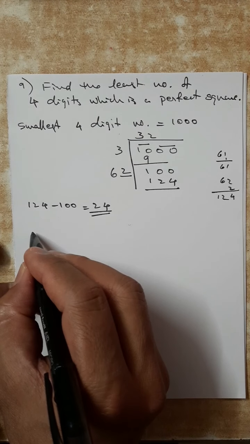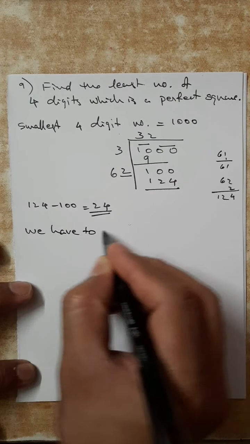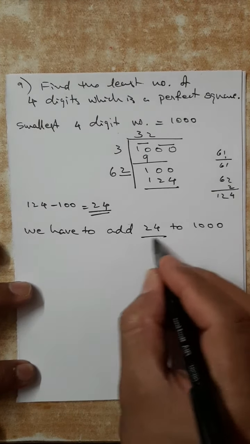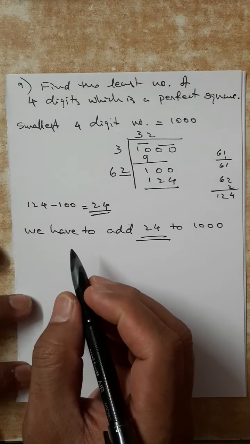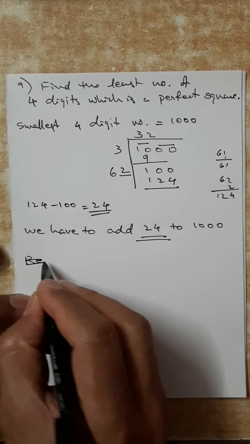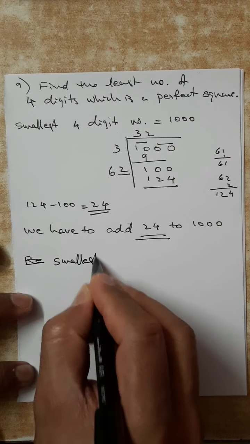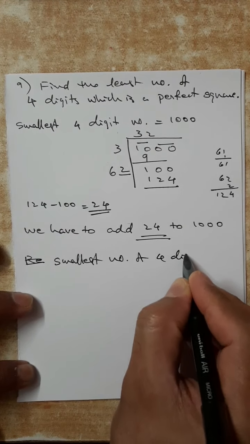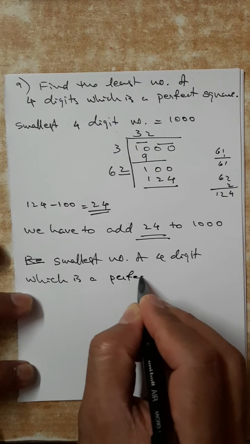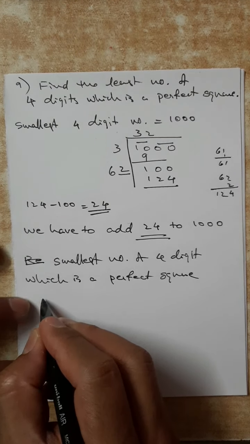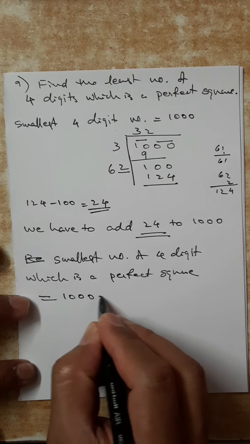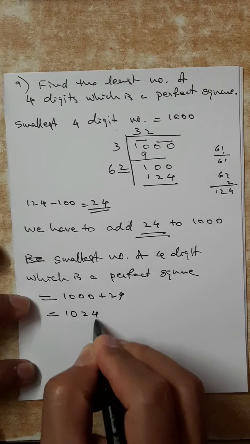So we have to add 24 to make it a perfect square. We have to add 24. So the required number means the smallest number of 4 digit which is a perfect square, equal to the smallest plus 24, 1024.